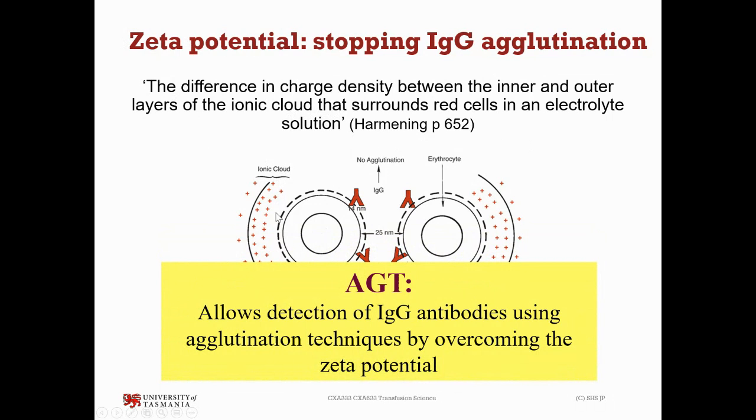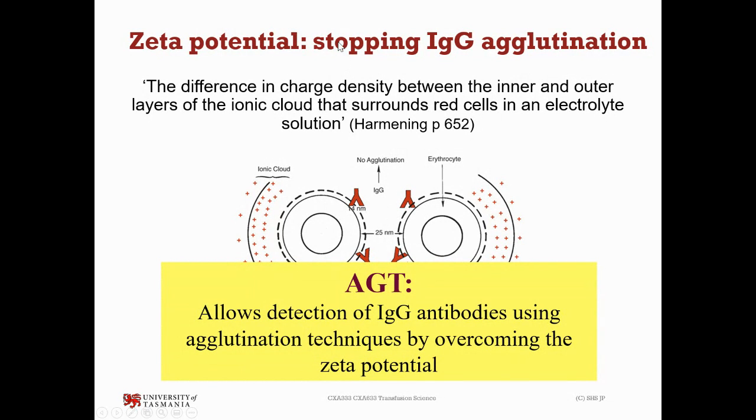So it's the difference in charge density between the inner layer of the ionic cloud, which is just on the red cell surface here, and the outer layer of the ionic cloud. So it's the difference in charge density between here and here. And it's enough to keep the cells 25 nanometers apart. And it only happens in an electrolyte solution, of course, because in non-electrolyte solutions you're not going to get those charged particles.